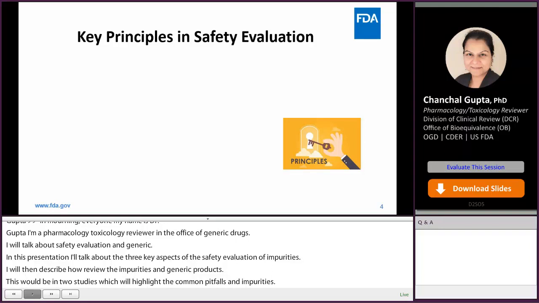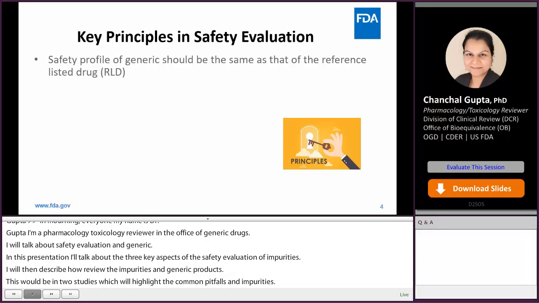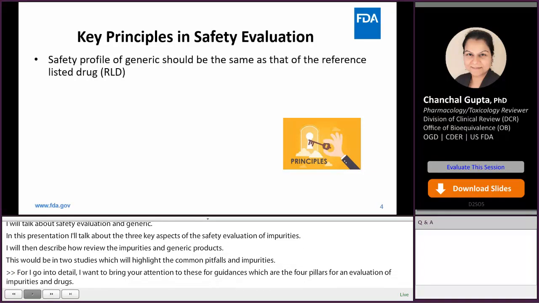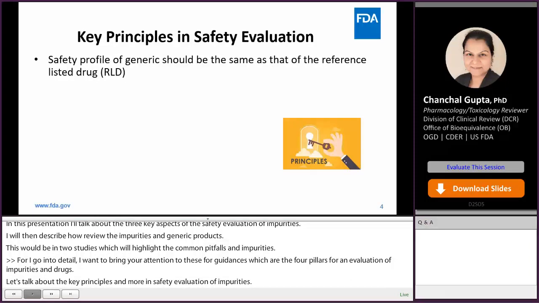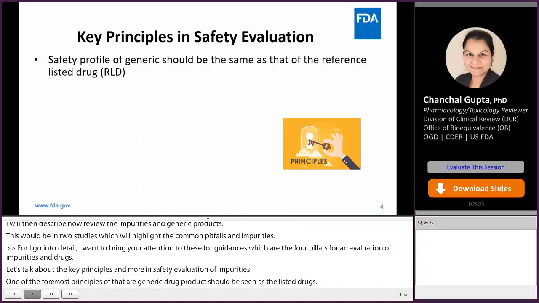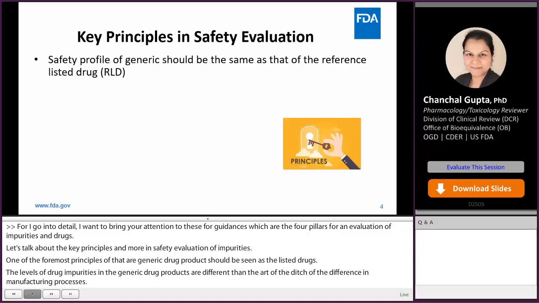Now let's talk about the key principles involved in the safety evaluation of drug substance impurities. One of the foremost principles is that the safety of a generic drug product should be same as the reference listed drug. It is possible that the nature or the levels of drug substance impurities in a generic drug product are different than the RLD due to differences in the manufacturing processes. But the proposed levels of drug substance impurities should be qualified to ensure that the generic drug product is safe as the RLD. We will talk more about impurity qualification in the next few slides.